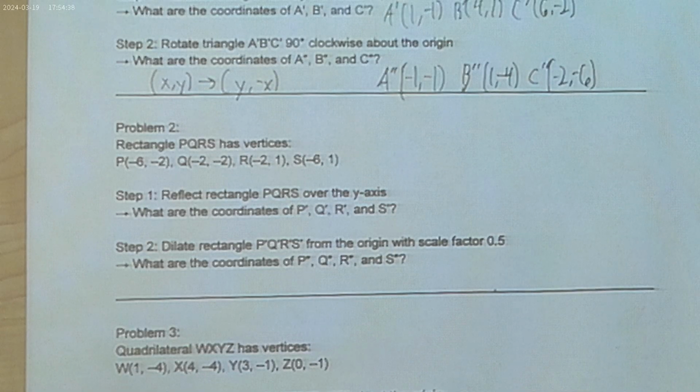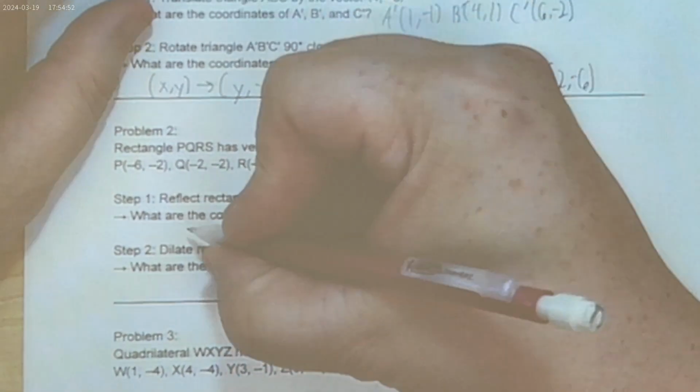All right, let's go with rectangle PQRS. It's got some vertices. We're going to reflect this over the y-axis. So if we're reflecting something over the y-axis, the y is going to stay the same. I'll just write this down here.